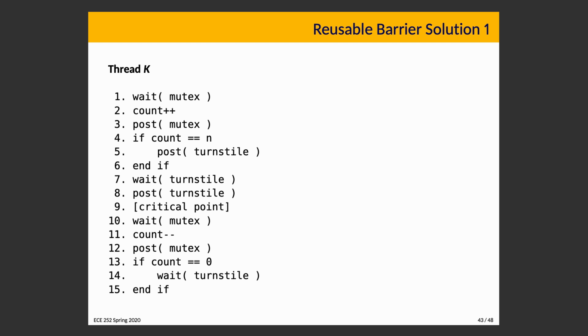It's balanced. It means that if turnstile is initialized to 0, when all of the threads have run through, the final value for turnstile will be 0. So that's pretty good.